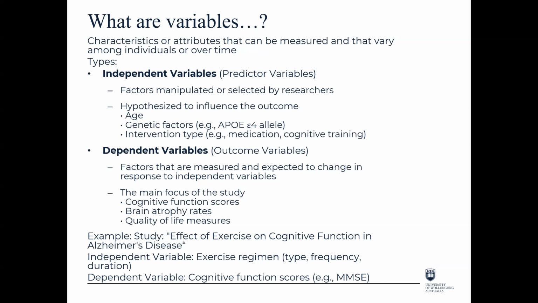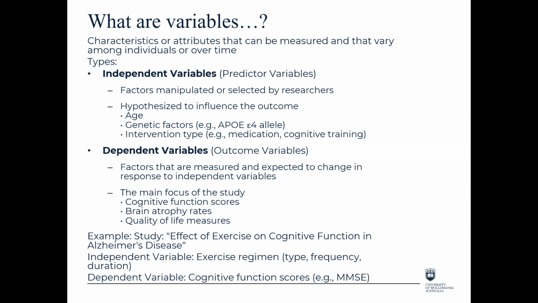So your variables, what are they? They're characteristics or attributes that can be measured, and they vary among individuals over time. And there are independent variables, so your predictor variables. And these are the factors that we manipulate or they're selected by researchers to test, and they're hypothesized to influence the outcome. So that can be things like age or genetic factors or intervention type.